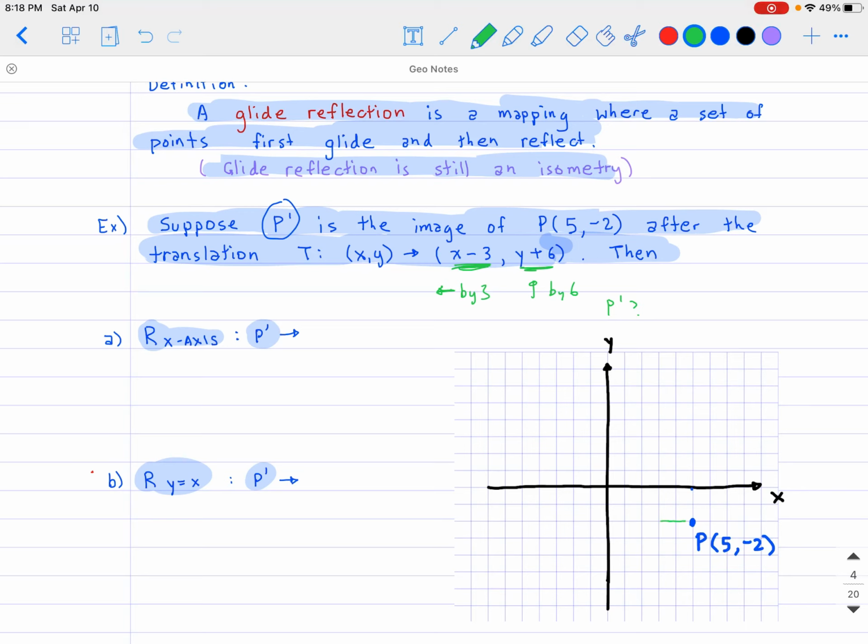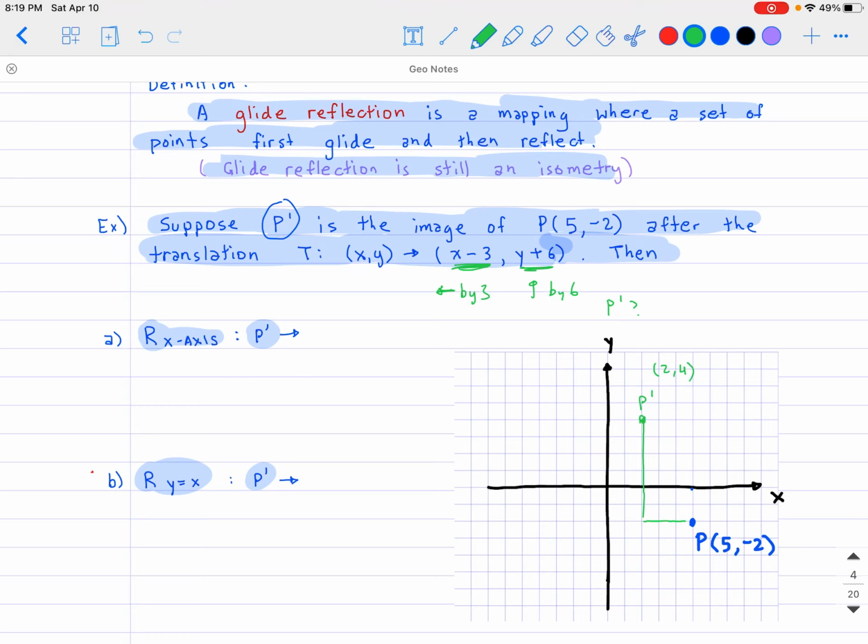So I'm going to go across by 3 to the left, and then I'm going to go up by 6. So 1, 2, 3, 4, 5, 6. So 2, 4, 6, and I think I added 1 by accident. So there it is. That point right there definitely looks like it's going to be P prime. In terms of that coordinate, it is (2, 4).